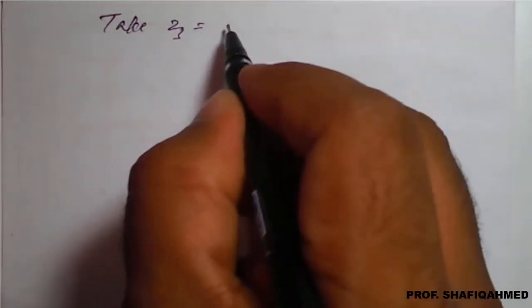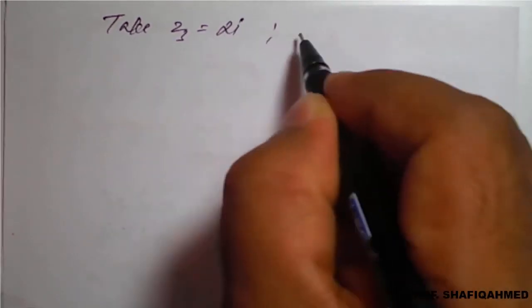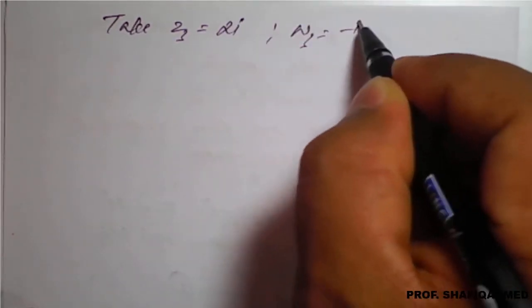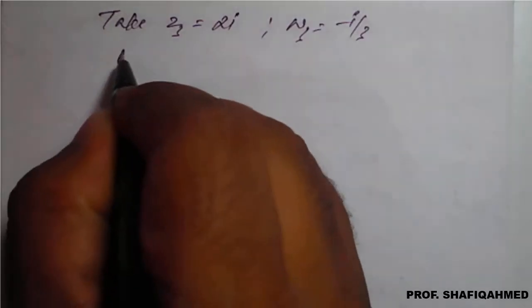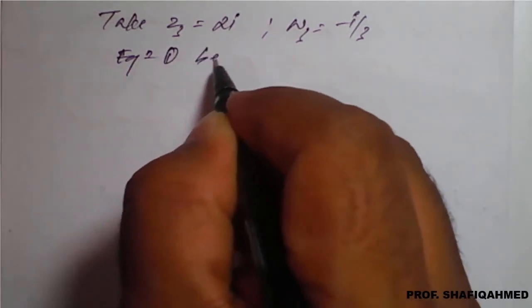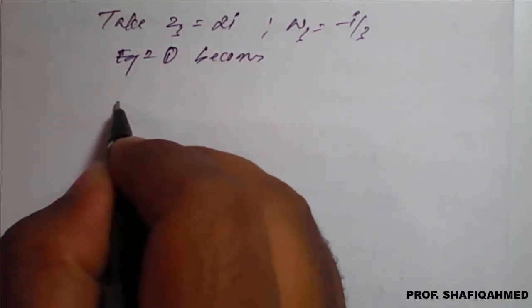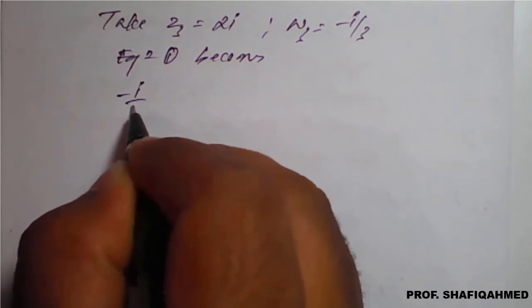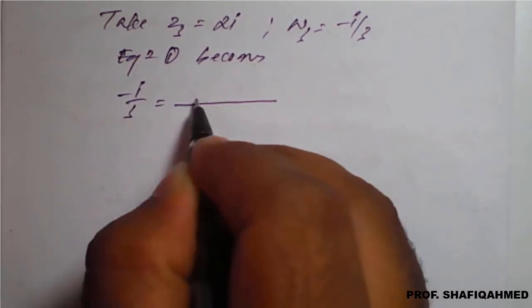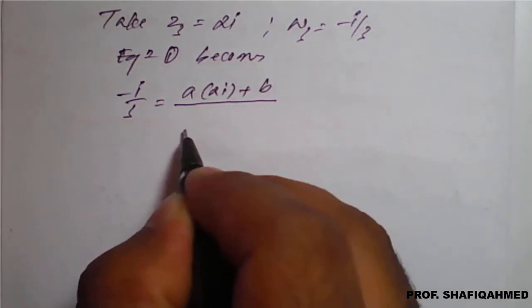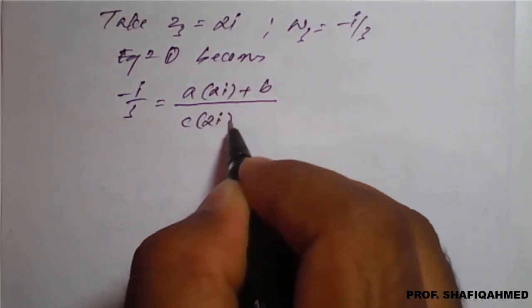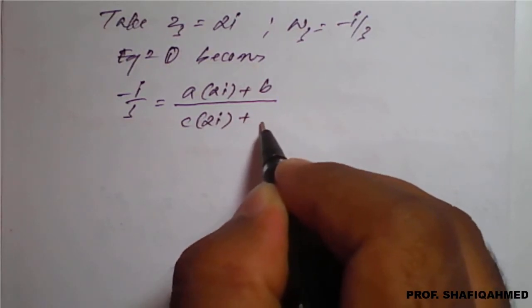Now take z3 = 2i and w3 = -i/3. Let's see what happens. Equation 1 becomes: the w value -i/3 equals a times the z value 2i plus b, divided by c times 2i plus d.